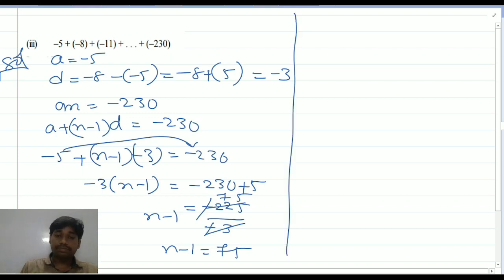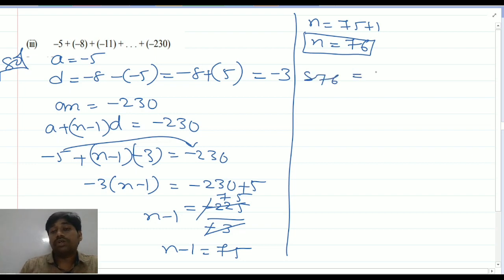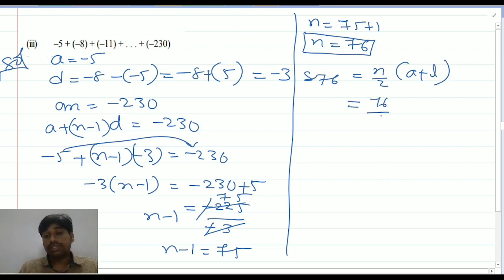Then n is equal to 75 plus 1, which is 76. So we got that the number of terms is 76. So the sum of 76 terms is equal to n by 2 of first term plus last term. The total number of terms is 76, by 2. The first term is minus 5. The last term is minus 230. So it is 38 times.